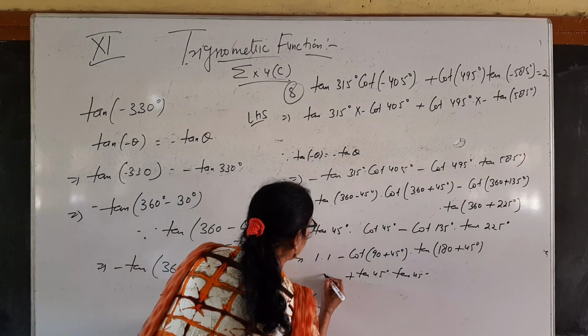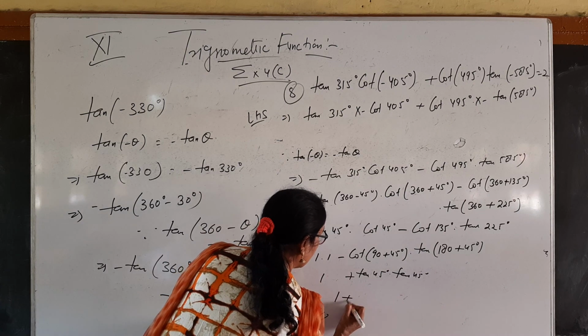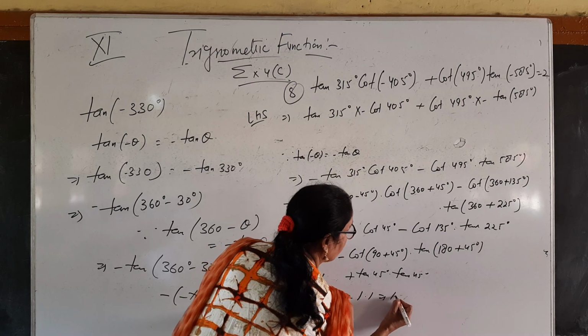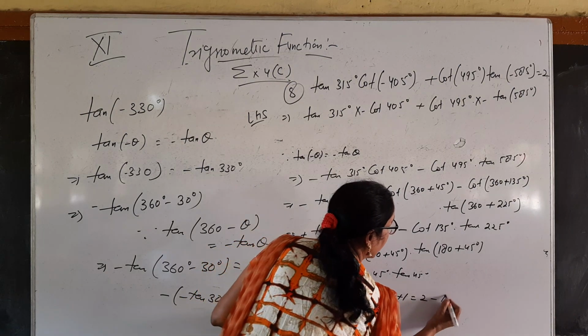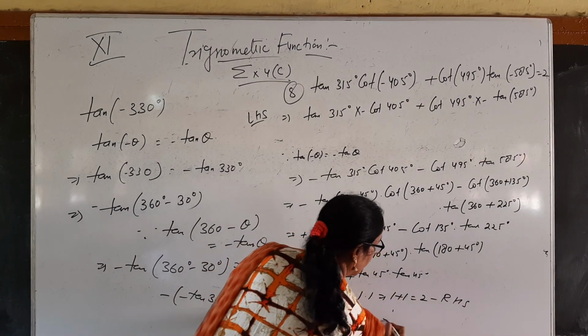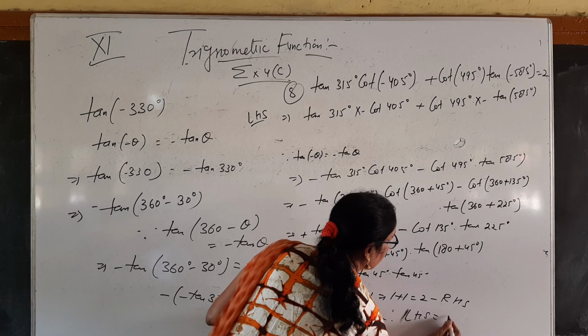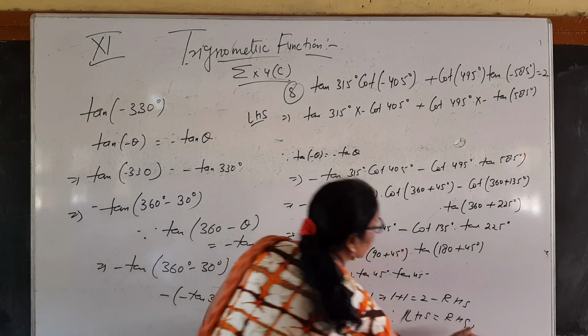So here it is 1 plus tan 45, 1, tan 45, 1. So 1 plus 1 is 2. So RHS. Therefore LHS equal to RHS. So this is proved.